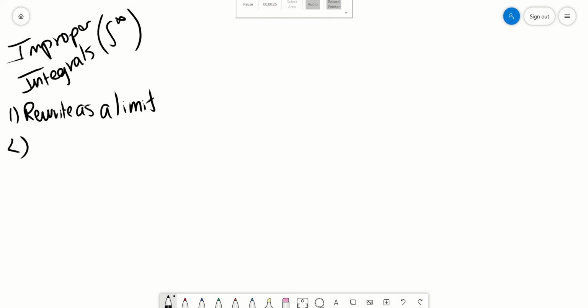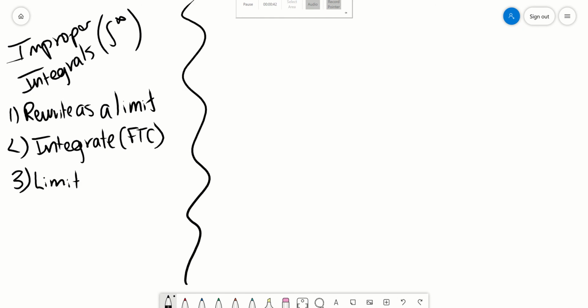Once you rewrite it as a limit, you integrate, and you do the whole fundamental theorem of calculus process. Plug in the b, plug in the a. Then you evaluate the limit. This was not a process that I think anyone thoroughly enjoyed, but it's something that could come up, so I want to make sure you're prepared for it.